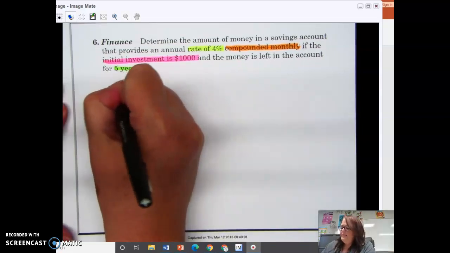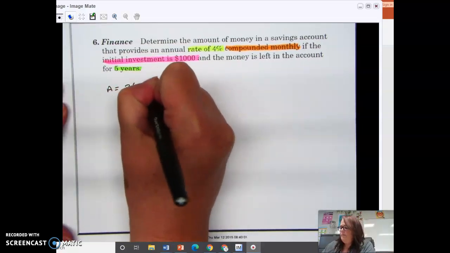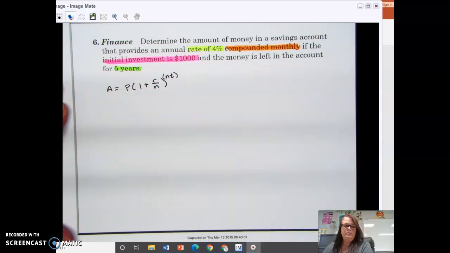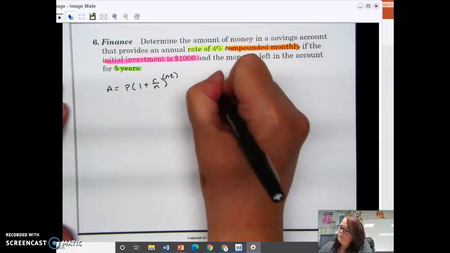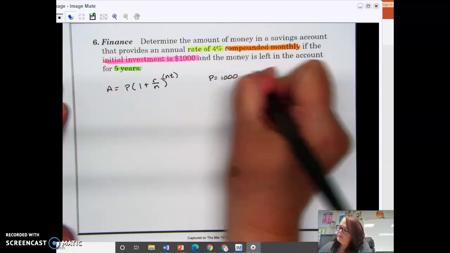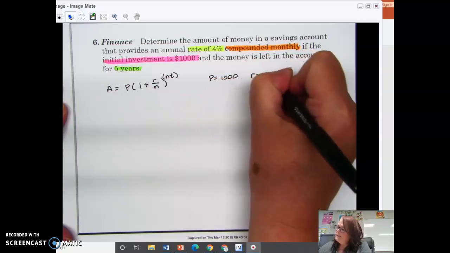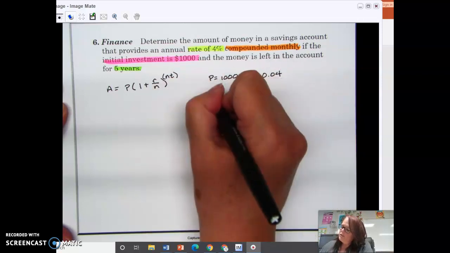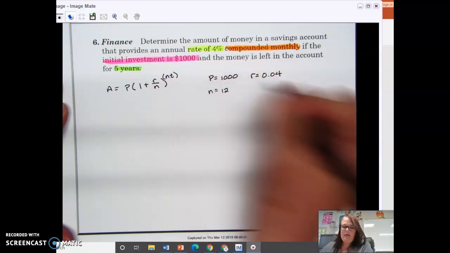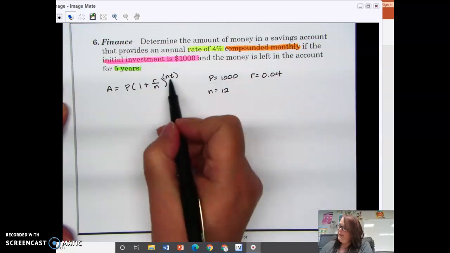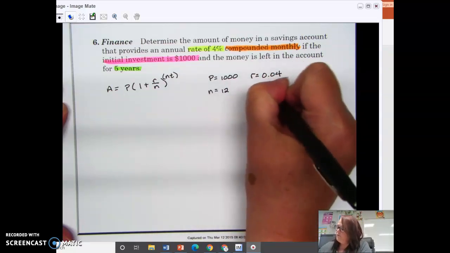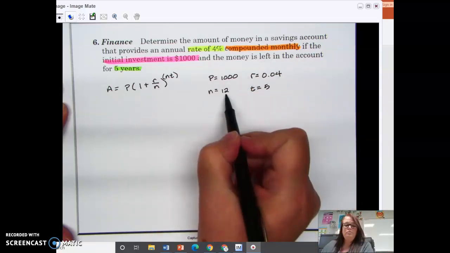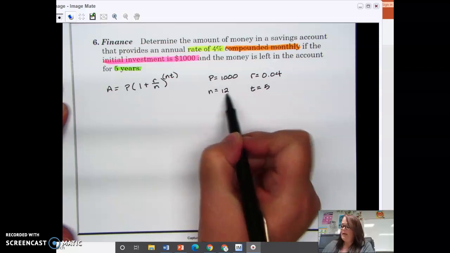So we're going to say A is equal to the principal times 1 plus R over N to the power of NT, and you're probably going to want to put parentheses around that. So my principal investment is $1,000. My rate as a decimal is 0.04. My number of times per year, so monthly is going to tell me 12 times per year. And then my time is going to be for 5 years. So notice it's saying how many times per year. That's what the number of times we're compounding it in that year.